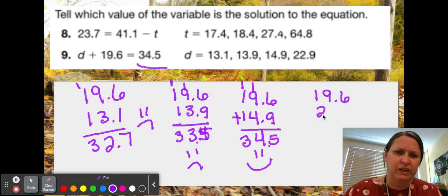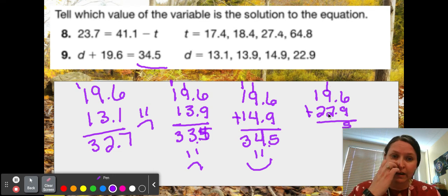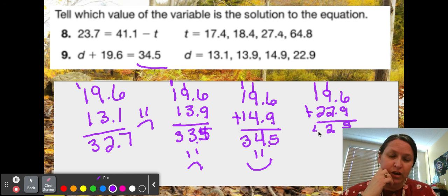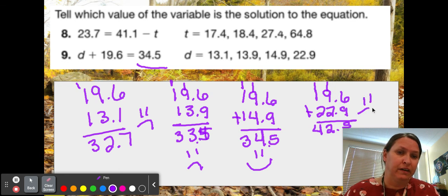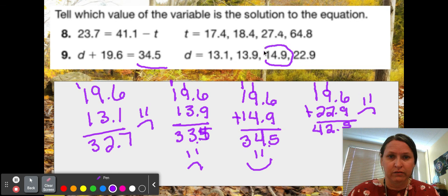19.6 plus 22.9. 6 plus 9 is 15. 9, 10, 11, 12. 2, 1, 2, 3, 4. 42, and I need to bring my decimal down. 42.5. Is that what I'm looking for? Nope, it is not. So my answer would be 14.9 right here.